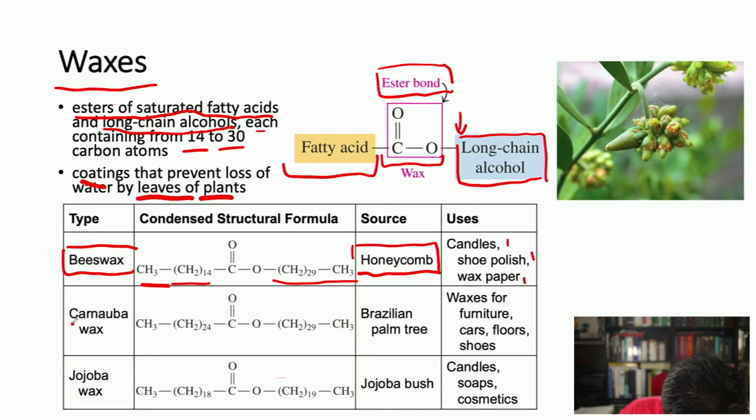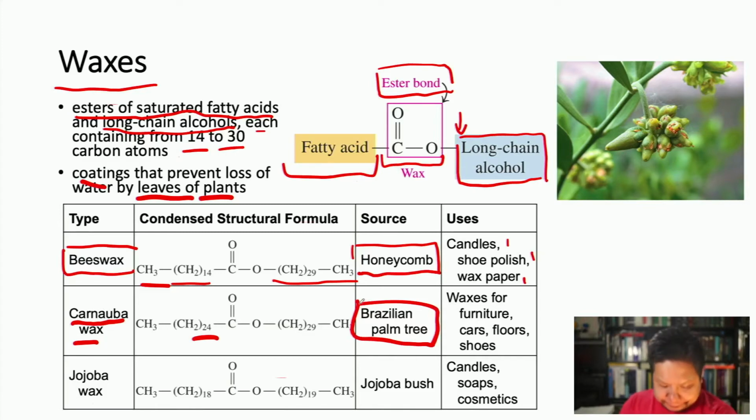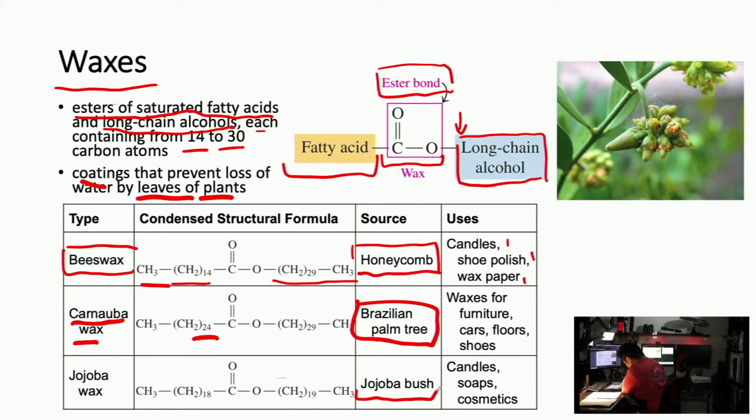I'm not sure what carnauba wax is. I've never heard of that before. But that's even bigger, 24 on that side. The Brazilian palm tree. Waxes for furniture, cars, floors, and shoes. That's interesting. And jojoba wax. Not as big. Comes from the jojoba bush, which I've never even heard of before. But that's in candles, soaps, and cosmetics. Interesting stuff.